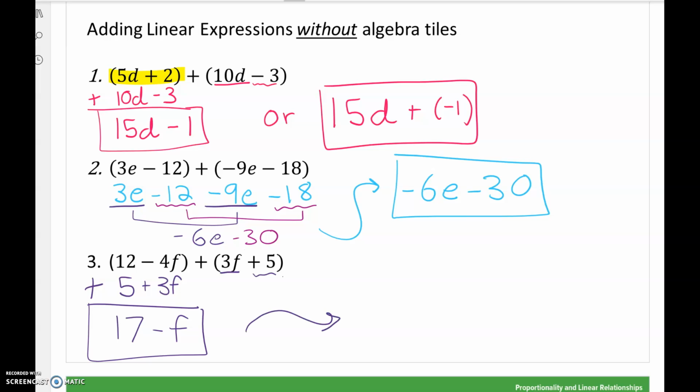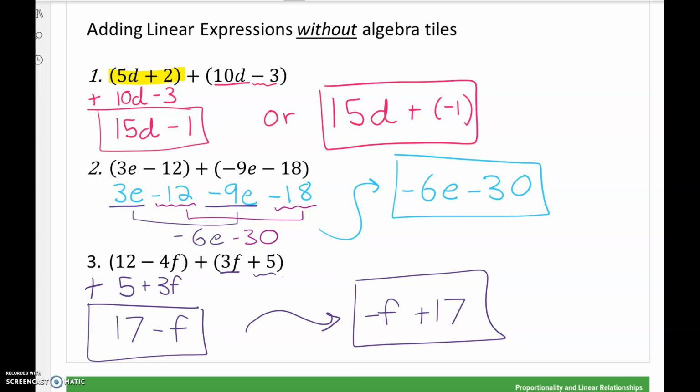Another thing to remember, whenever we find an answer, we always write our variable first, then our constant. So we're going to start with negative F and then plus 17. So this would be the correct way to do it. 17 minus F is also a correct answer. It is the correct value, just another way to look at it.